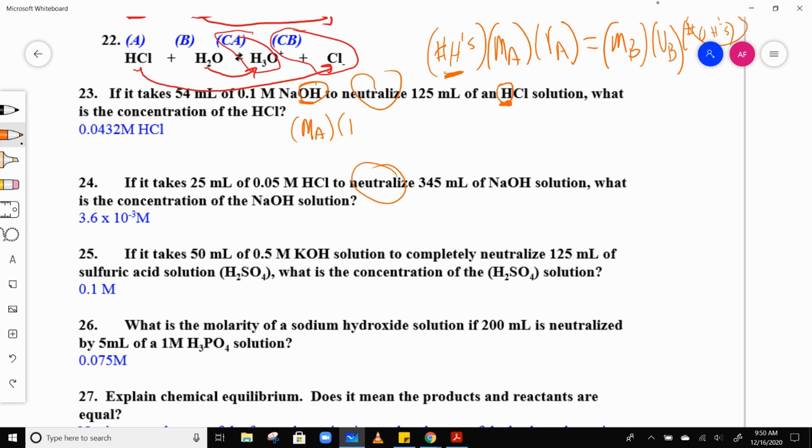The volume of the acid is 125. Now we can convert that to liters. Technically, that's what we should do, but if we keep them both in milliliters, it works just fine. So I'm just going to leave it in milliliters. So molarity of the acid times 125, equals the molarity of the base, which is 0.1, times the volume of the base, which is 54. And then we're solving for molarity of acid, so we divide by 125, and we should get this answer.